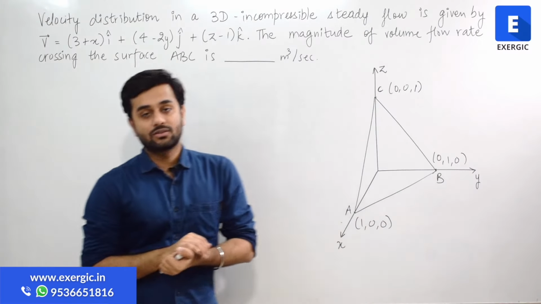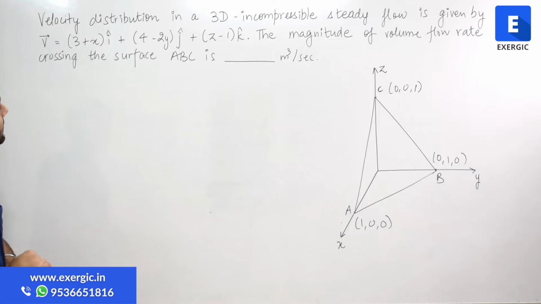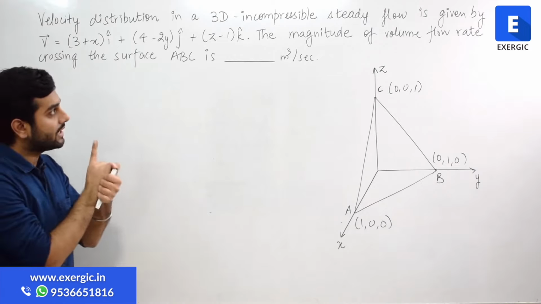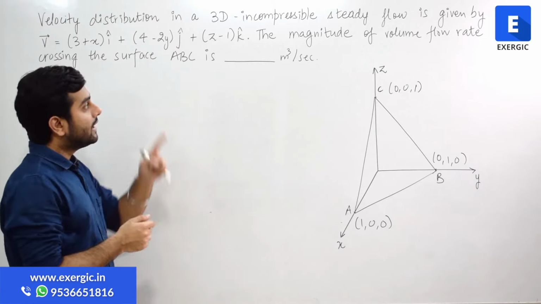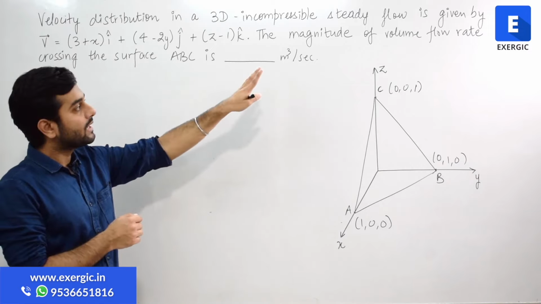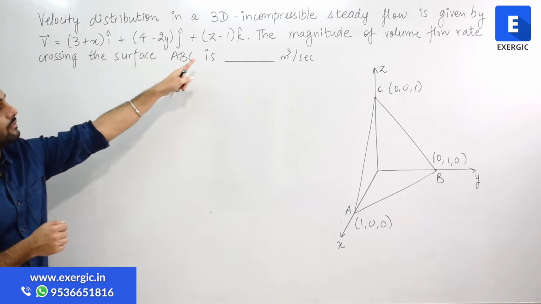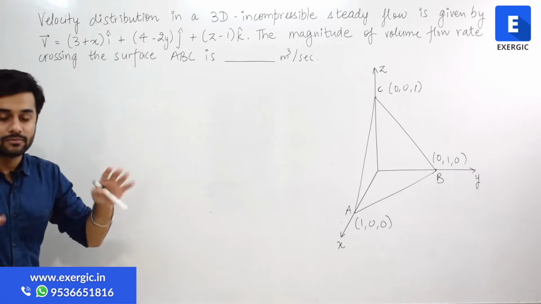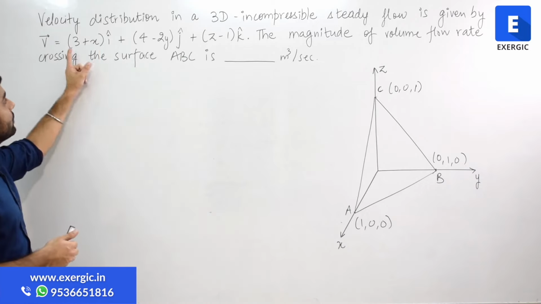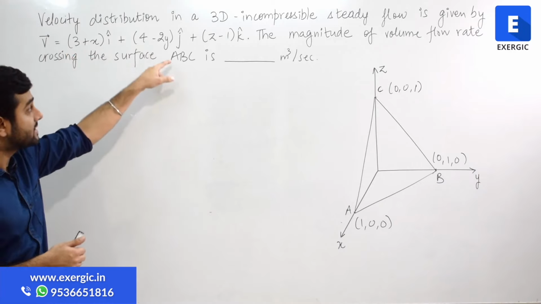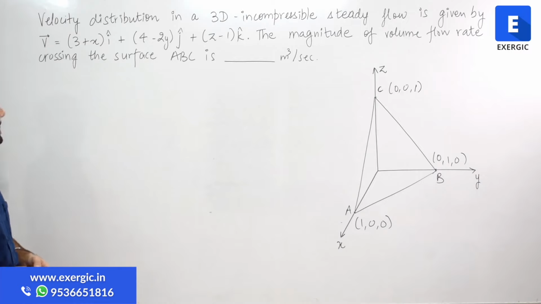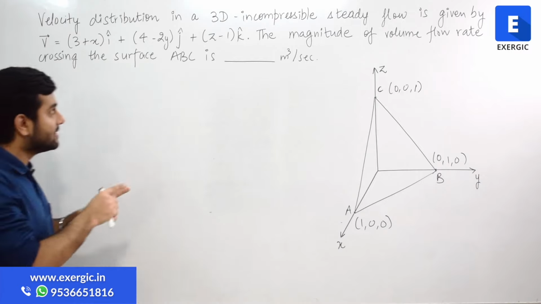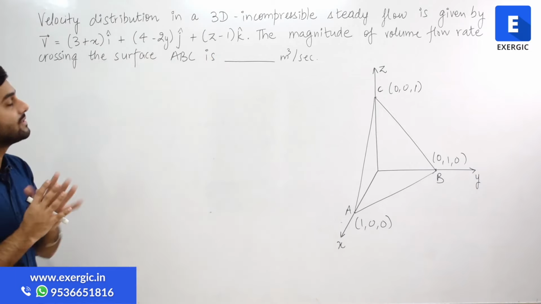Let us have a look at this question, which says that velocity distribution in a 3D incompressible steady flow, three-dimensional flow, all the x, y, and z axes are involved, incompressible and steady, is given by this. This is the velocity field for this flow. V vector is equal to (3 + x)i + (4 - 2y)j + (z - 1)k cap. The magnitude of volume flow rate crossing the surface ABC is how much meter cube per second.